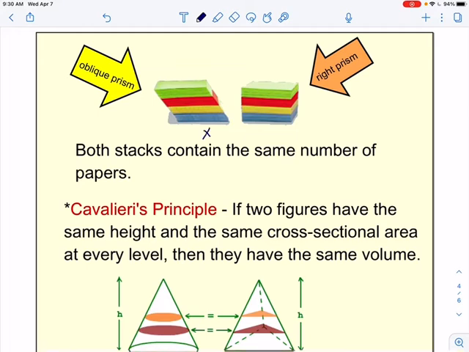It's easy to think about when you think about the paper concept up here. If you took the oblique prism and then just smushed it and made it so all the papers were stacked perpendicular to the table, you would end up with the picture on the right. They would clearly have the same volume. And if you take one sheet of paper off that right-hand side and one piece of paper off the left-hand side, they're going to have the same cross-sectional area. The area of the rectangle is going to be the same at every single level. So it's pretty easy to think about it in terms of a paper concept.